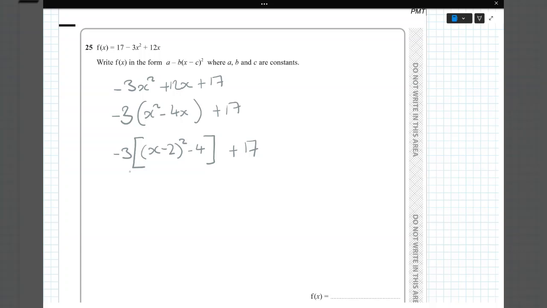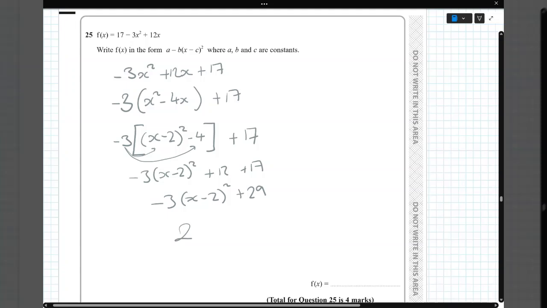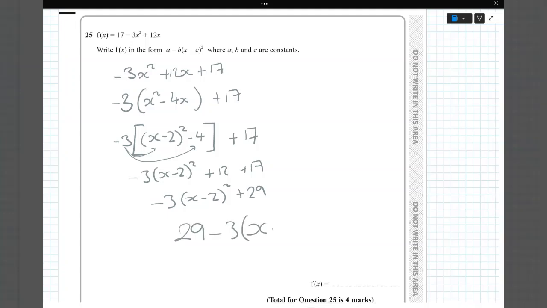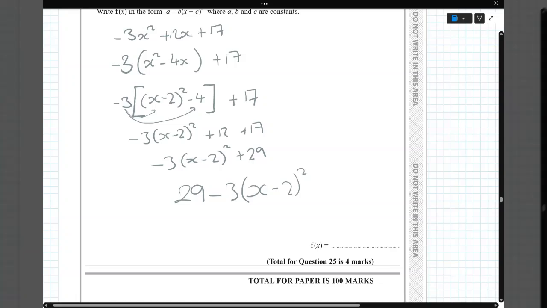Okay, we're now going to expand out. So if I do the -3 times the bracket, that gives me -3(x minus 2) squared, and then the -3 is multiplying the -4, giving us a plus 12. I've still done nothing with the 17. My final job is to add those two together, and then if I want to write it in the format above, 29 take away 3 lots of (x minus 2) squared. And we're done. So that's done for the question and done for the paper.